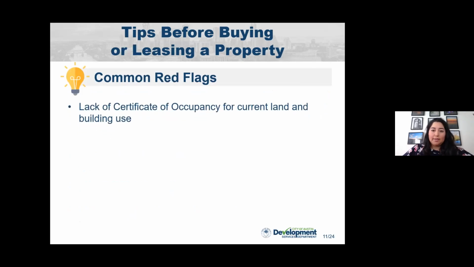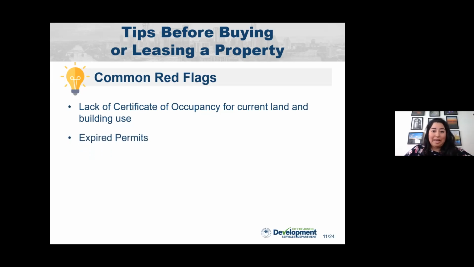So some common red flags that will require development applications and permits from our department before operating the structure or property include a lack of certificate of occupancy for current land and building use. This can be determined, like I previously mentioned, by asking for the certificate of occupancy from the owner or from our department, and we can also let you know if a certificate of occupancy does not exist.